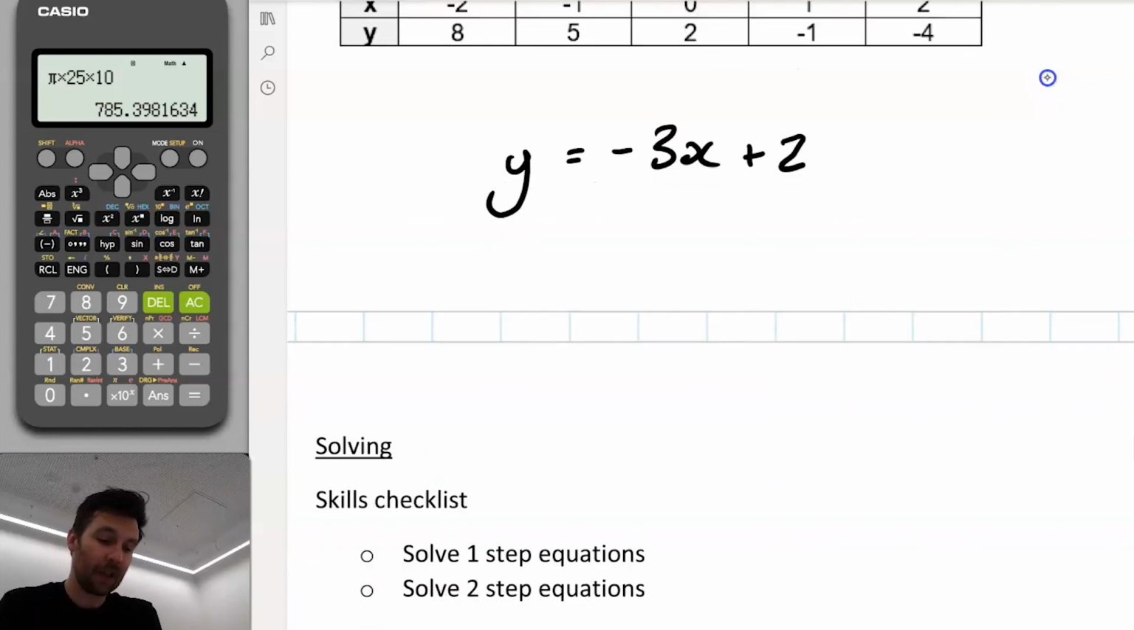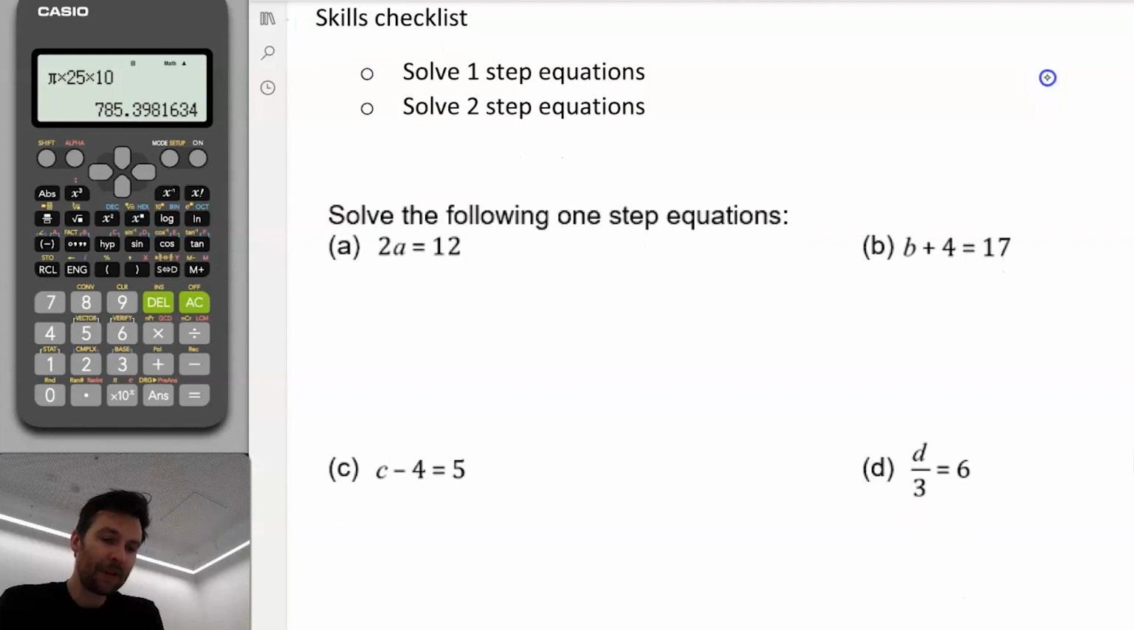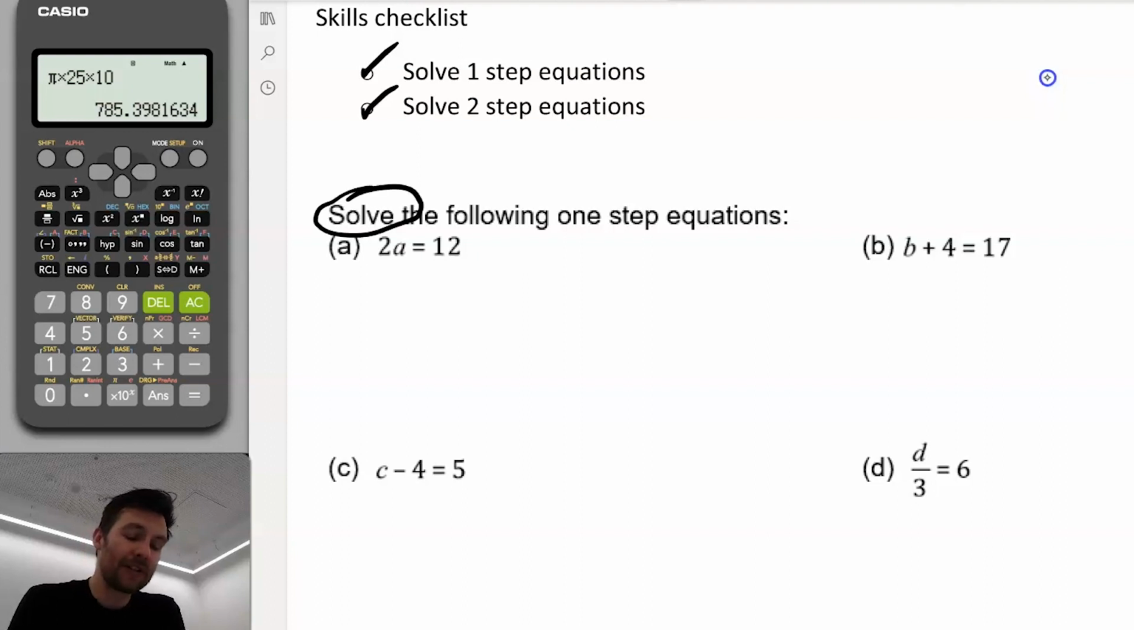So that works. Okay, I'm not going to spend a heap of time on solving, but you've got 2 skills that you need to do for this. Number 1 is solving a 1-step equation. Number 2 is solving a 2-step equation. 1-step equations are the easier ones. So this one, 2a equals 12, means 2 times something equals 12. When we see that word solve, we want to end up with an answer of a equals something, or b equals something, or c equals something, whatever it is that we are looking for.